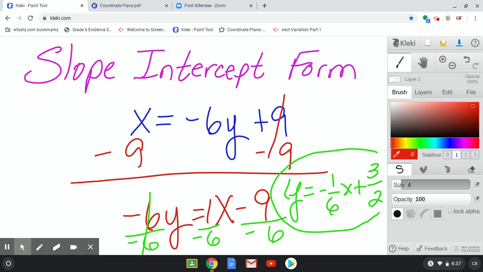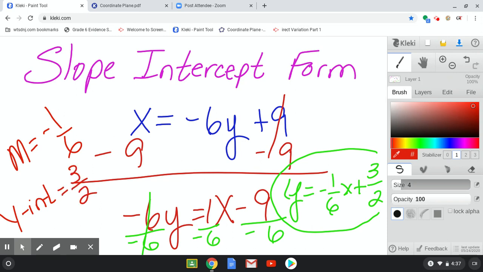So now I converted it into slope-intercept form, and now I can identify my slope and my y-intercept. So here, my slope is equal to -1/6, and my y-intercept is 3/2, or if you were to actually convert that into a mixed number, you can do that as well, and put that as your y-intercept.